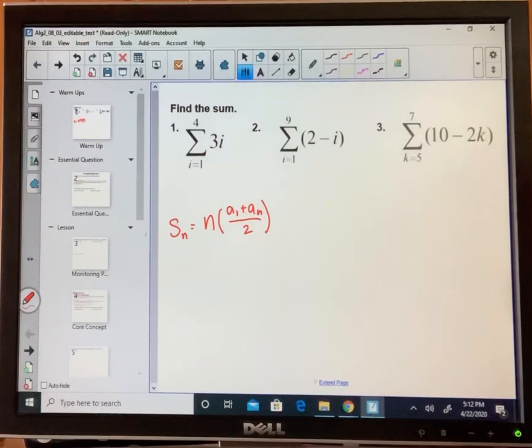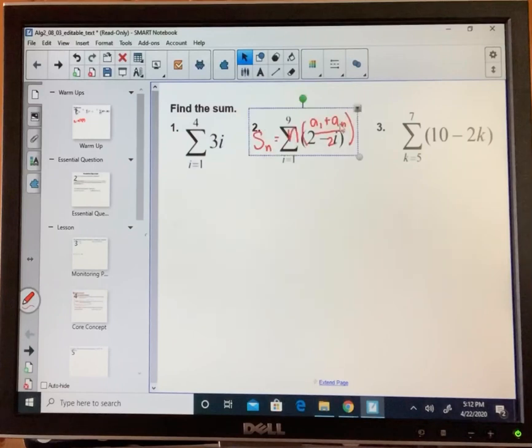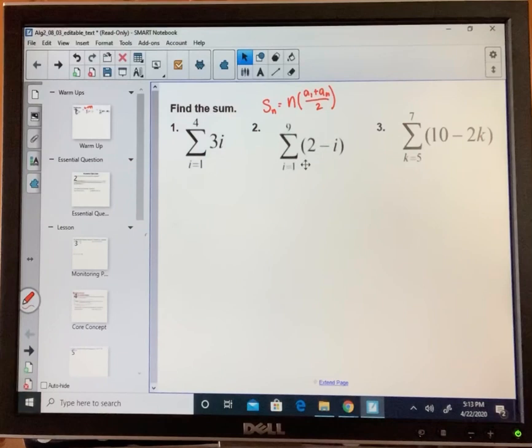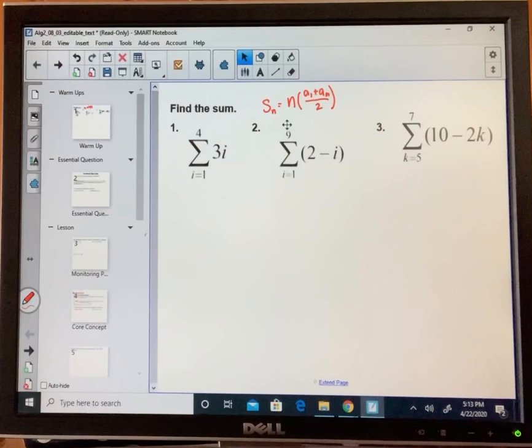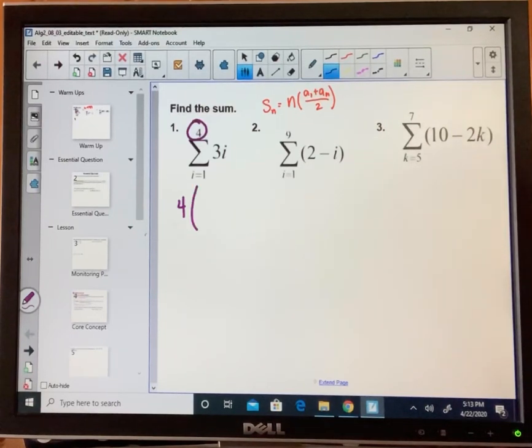I can use that equation to help me find these answers, at least for these first two. So this one and this one, I'm going to use that equation. So I would say, okay, well, n here, this is 4, that's the one I want to know. And if I plug in this first term, 1 times 3 is 3. And then plus a of n. So if I plugged in 4, I get 3 times 4, which is 12.